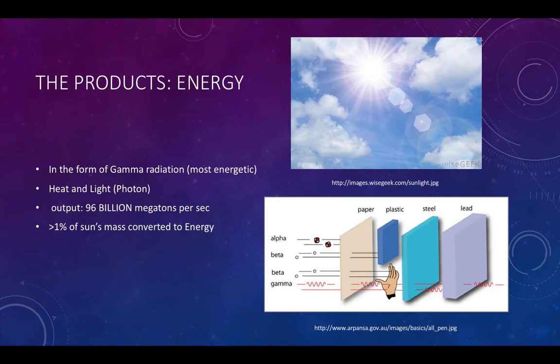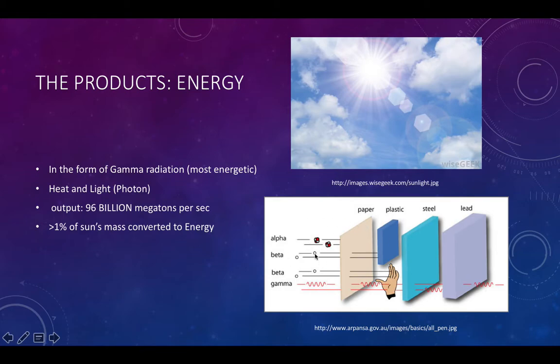One of the products is, of course, energy. With the sun, it's a form of gamma radiation. This is the most energetic. This is your UV radiation that's blocked by the atmosphere. But as you can see in the chart down here, that gamma radiation goes through paper, through skin, through steel, and even through lead. So it's very energetic and has very, very low wavelengths.